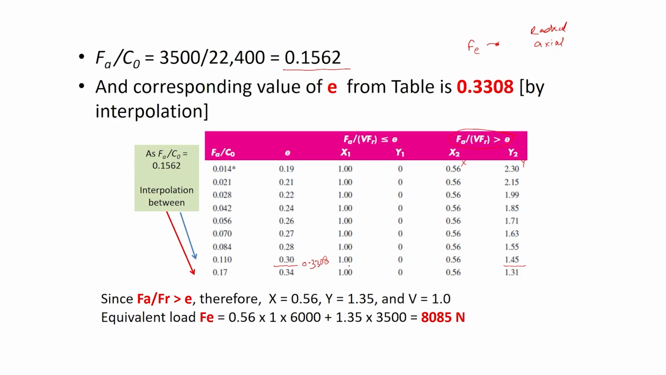So, after interpolation we got x as 0.56 and y as 1.35. Substituting this, we get the equivalent load Fe as 8085. This is the equivalent load.